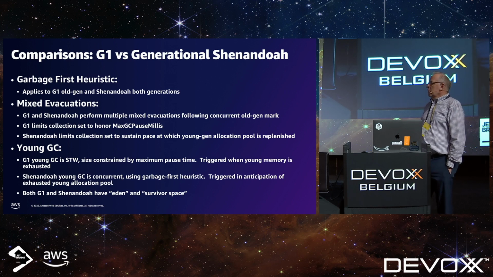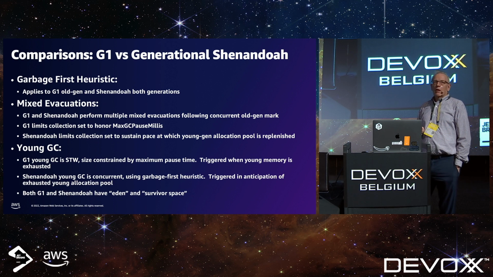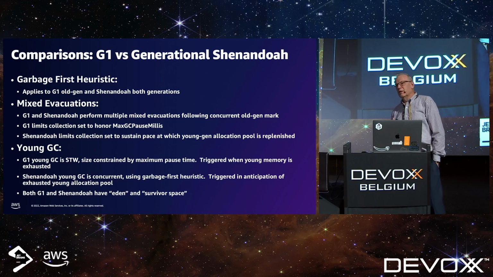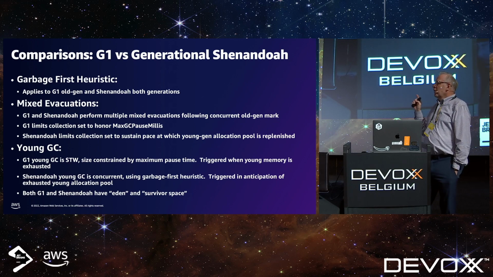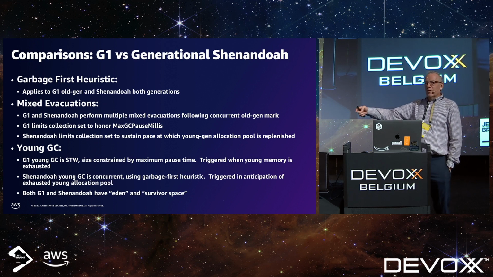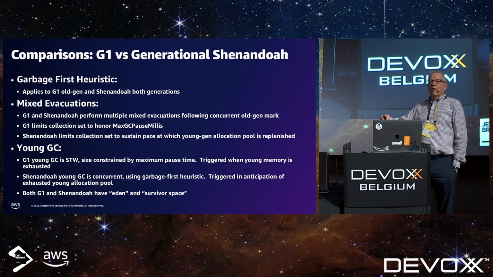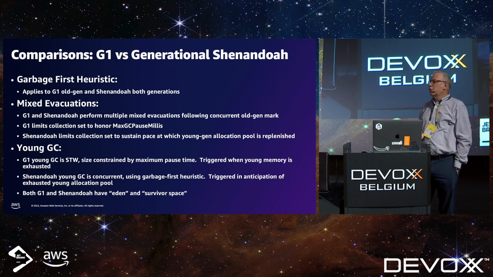The young collections with G1 are a stop the world effort with the size constrained by the maximum pause time. With G1, it's triggered when memory is exhausted. That's an easier problem to solve than our problem is. We have to trigger it before memory is exhausted. We have to trigger it with anticipation of how fast you are going to continue allocating memory, and we're going to have to pace ourselves so we finish collection before you've allocated all of what remains.